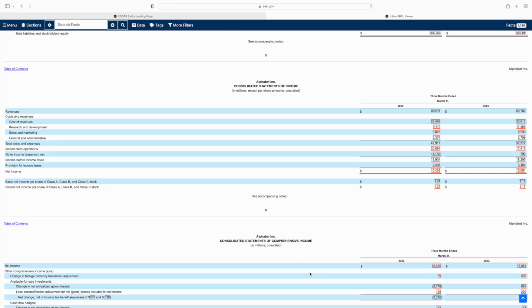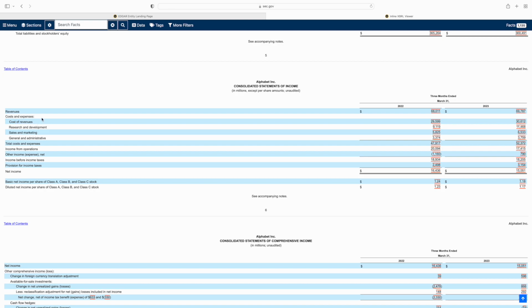In the first part of the video we were looking at the balance sheet, but today we're going to be looking at the income statement. So as you can see on Google's income statement, at the very top you have revenues. Now the revenue is basically the cost of the revenue plus the gross profit. That's basically how you calculate the revenue.